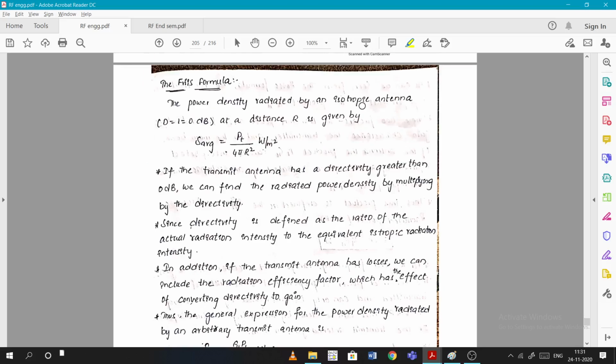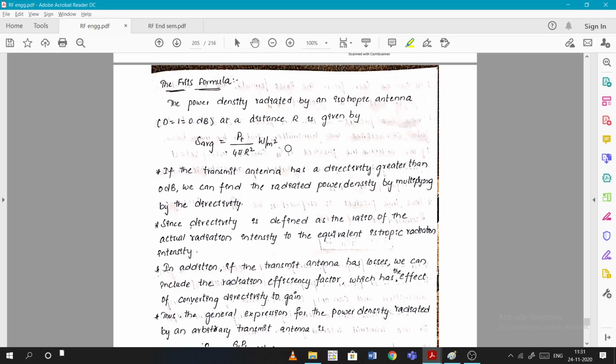Now coming to the Friis formula: the power density radiated by an isotropic antenna, for which the directivity is 1, at a distance R is given by S average, the radiated power density, equals PT by 4 pi R square, in watts per meter square, because it is power density, that is, power per meter square.